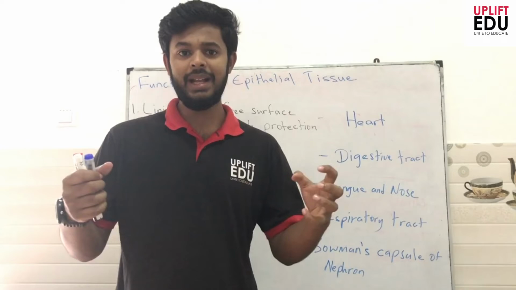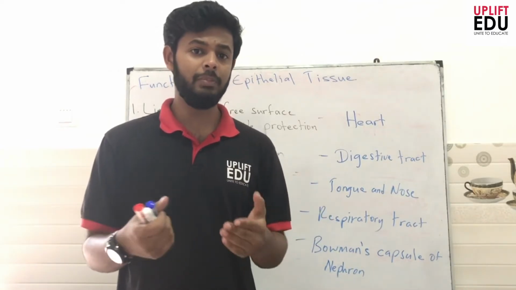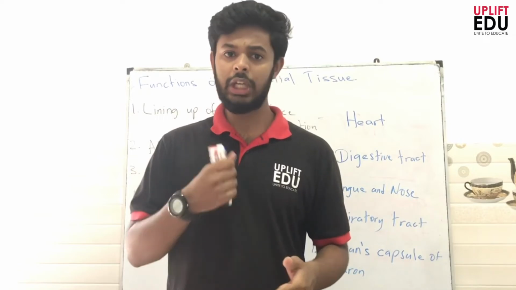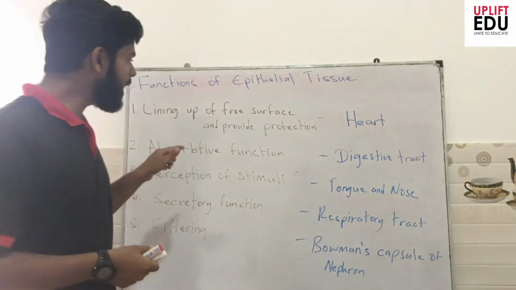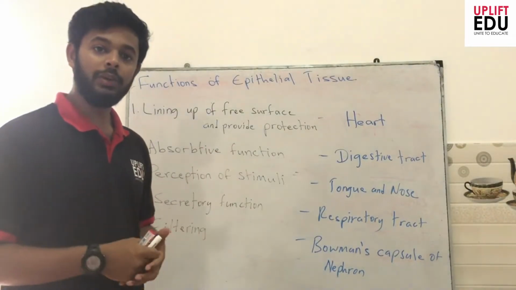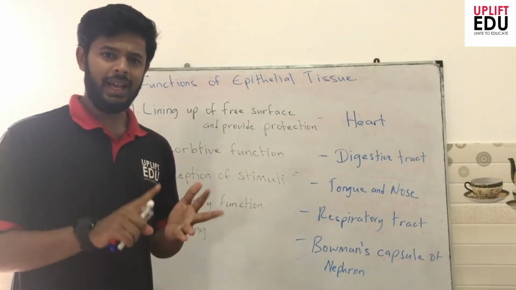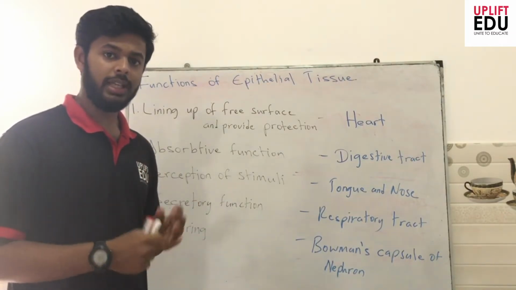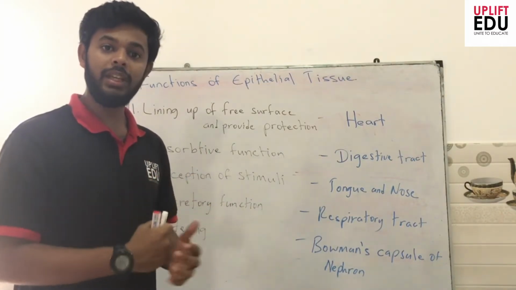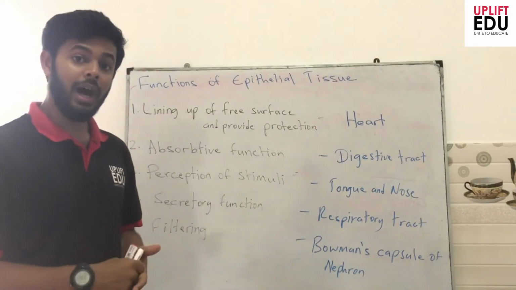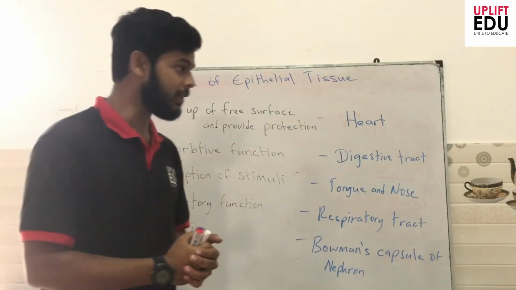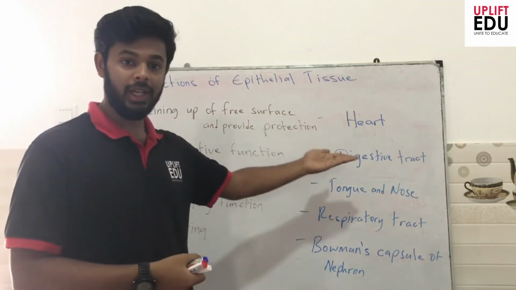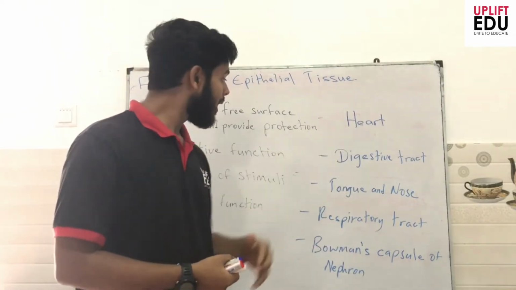When it expands and contracts, there is a motion of the heart that may cause friction with neighboring organs such as the lungs. In order to avoid this, a lining of epithelial tissue is present around the heart, which is moist and very thin. It prevents friction between the neighboring organs and protects the heart from friction. It also protects the heart from some other microbial infections. So the first function is lining the free surface and providing protection. For example, we can consider the heart.